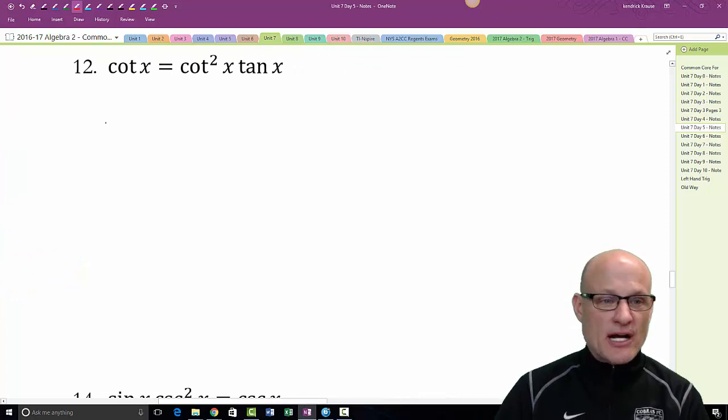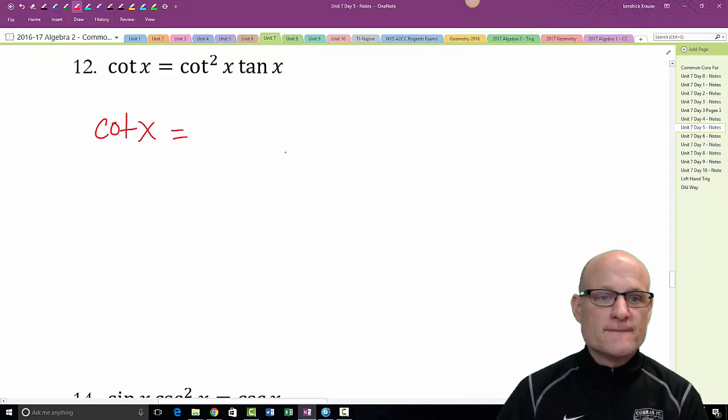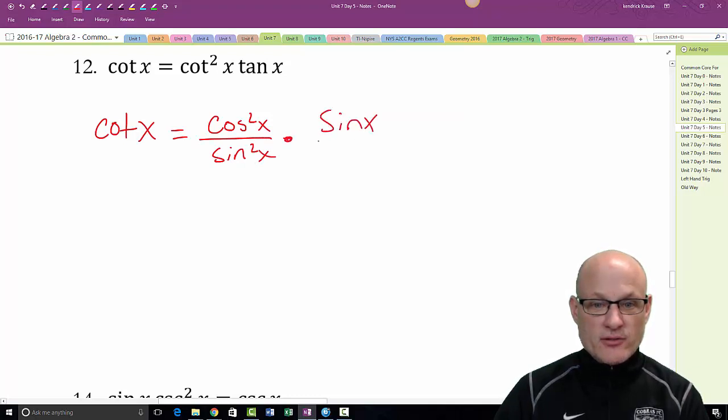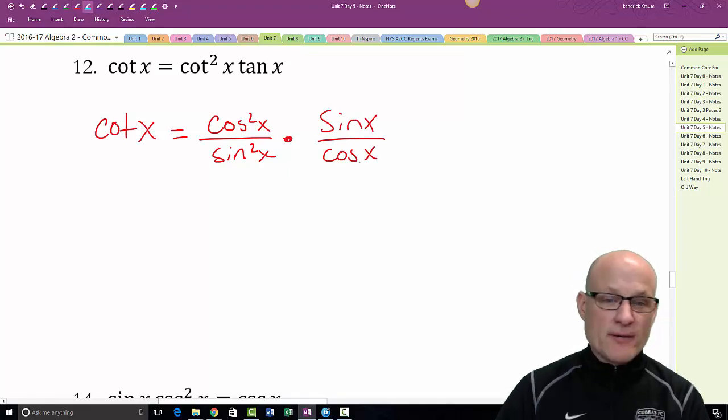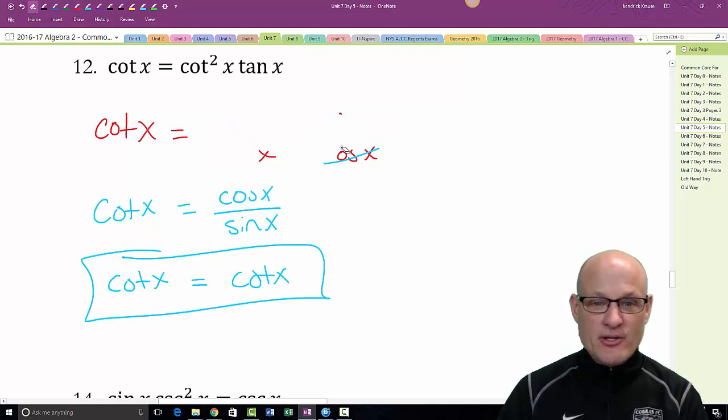This time the right side's more complicated, so I'm not going to mess with the left side. Pause the video. Try it on your own. No, seriously, pause it. I'm going to do this one two different ways. All right. The first way I'm going to do it's the long way. Cosine squared x over sine squared x times sine x over cosine x. Believe it or not, this is the slow way. Cosine with 1, sine with 1. So I'm left with cosine x over sine x, which is really just cotangent x equals cotangent x. Now that's the slow way.